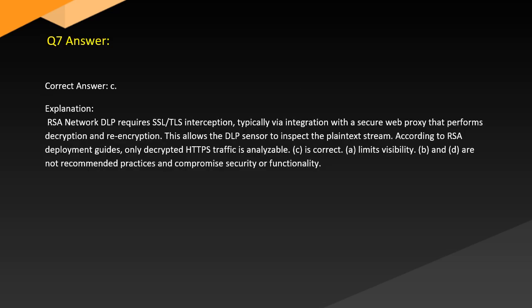Answer. Correct answer: C. Explanation: RSA Network DLP requires SSL interception, typically via integration with a secure web proxy that performs decryption and re-encryption. This allows the DLP sensor to inspect the plaintext stream. According to RSA deployment guides, only decrypted HTTPS traffic is analyzable. C is correct. A limits visibility. B and D are not recommended practices and compromise security or functionality.